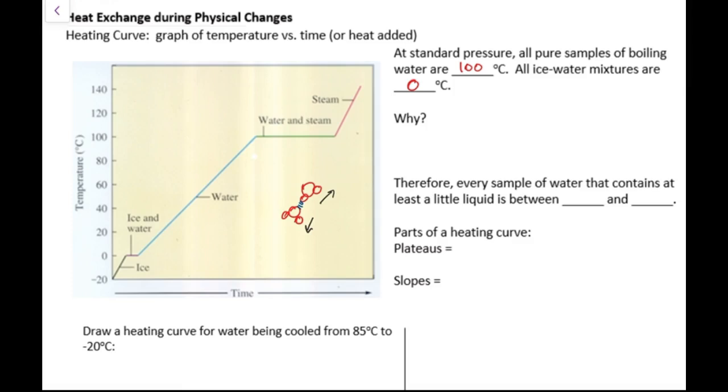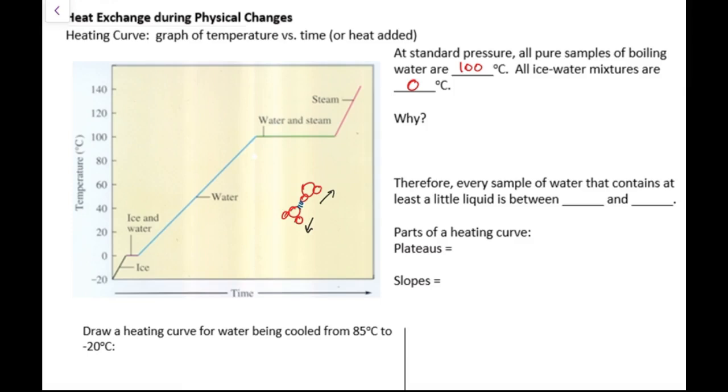That process is endothermic, meaning it's absorbing heat. So yes, the room is continually adding heat to that ice cube as it's melting, but the temperature is not rising because the heat that's being added is going toward the endothermic process of breaking the hydrogen bonds. The melting process is endothermic.